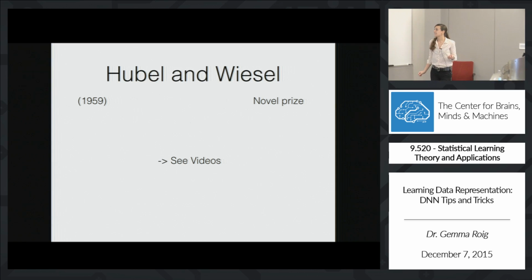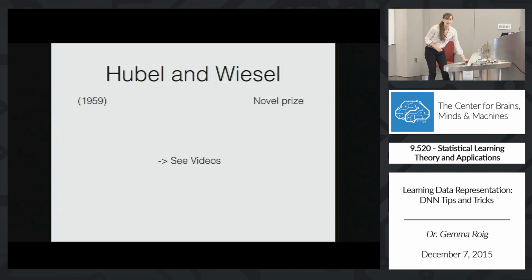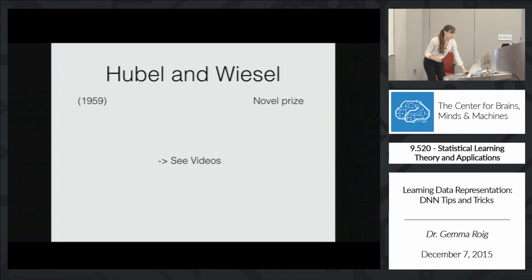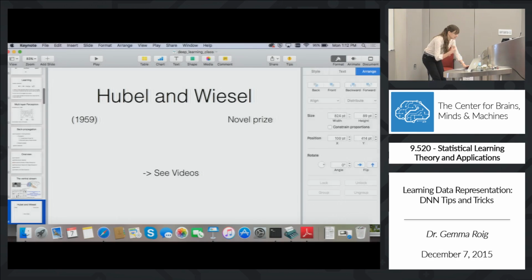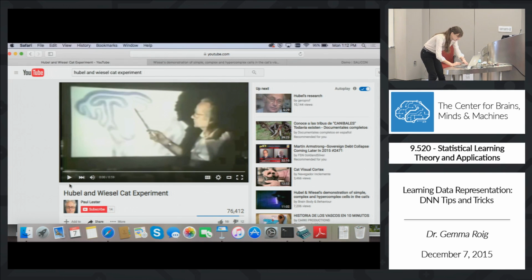So all this started more or less when Hubel and Wiesel discovered that in the V1 of the cat, the neurons were selective to moving bars. They got the Nobel Prize for this. And I just wanted to show you a video of when they discovered that, so you can see the setup of the experiment. Let me see if you can hear.